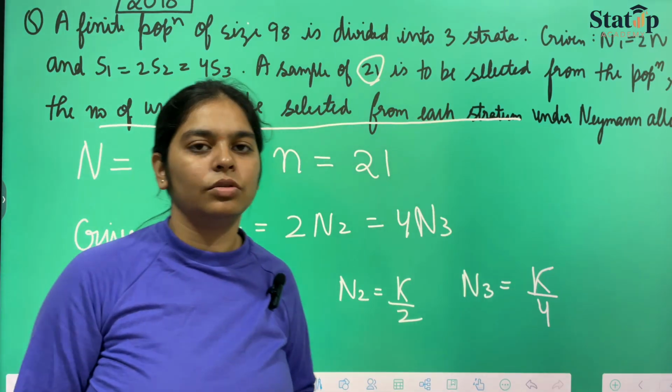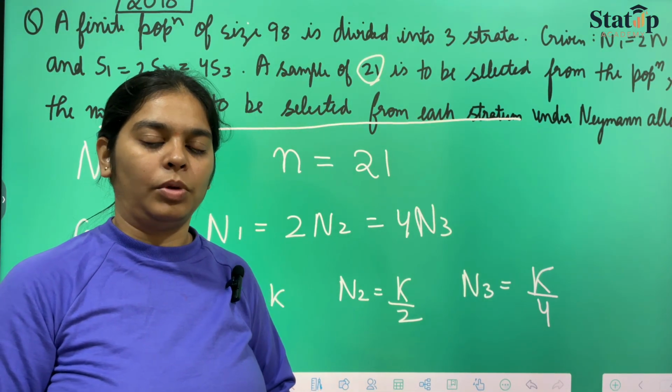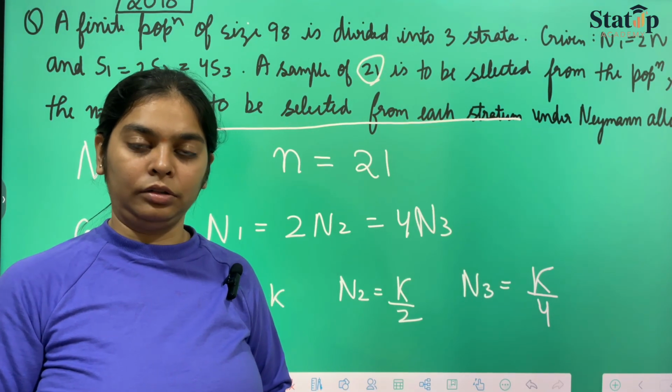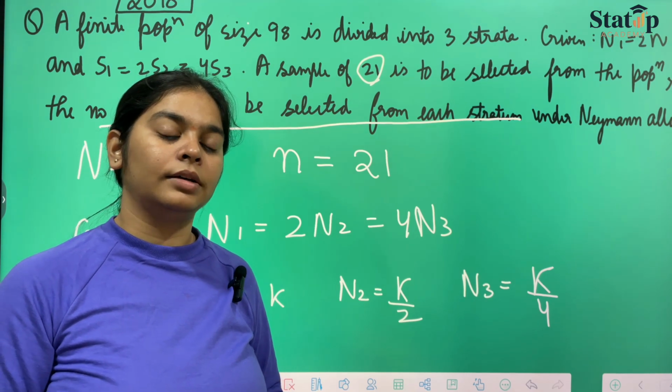And while doing this, you can write the formula. First you'll write what is given, then you'll write what is the formula, and then you'll write the calculation part and the conclusion. These four parts are important to be written in order to get the answer.